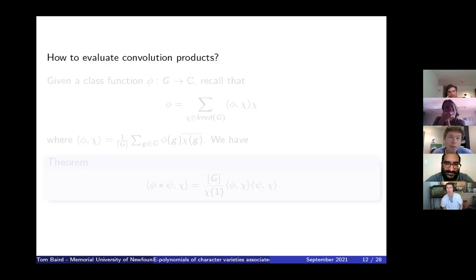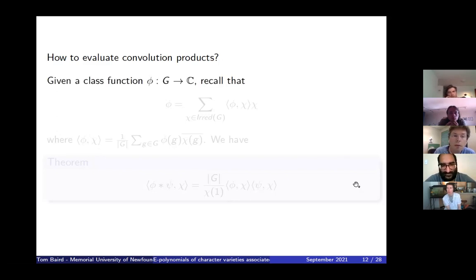Well, if you've seen convolution products at all before, you may have seen them in the context of Fourier transforms. It's a beautiful fact that if I take complex valued functions on the real line, and I take the Fourier transform of their convolution product, then I end up with the ordinary pointwise product of the Fourier transforms. So the Fourier transform intertwines convolution and ordinary products. And this turns out to be true on finite groups as well.